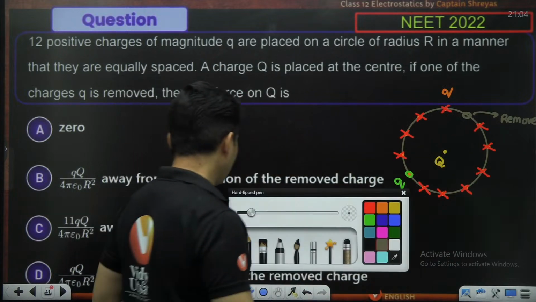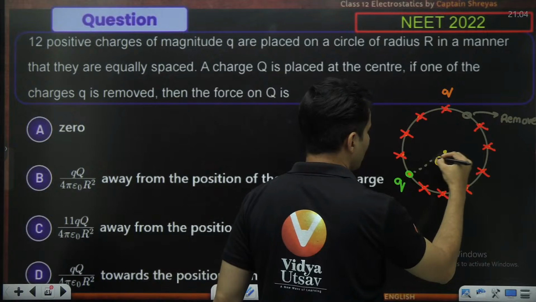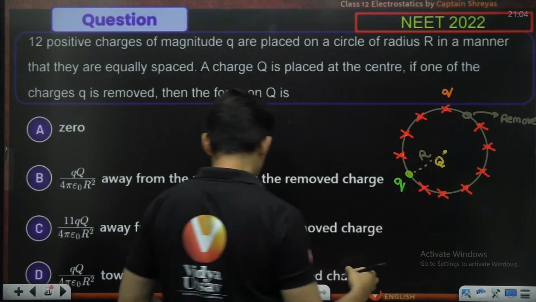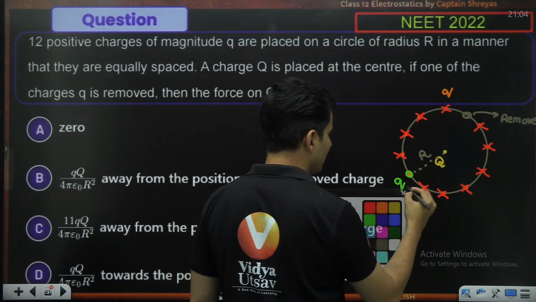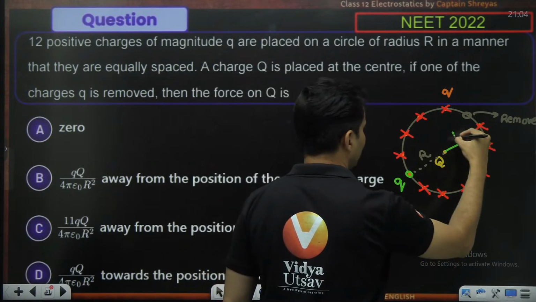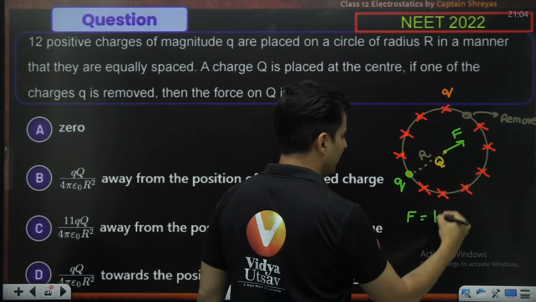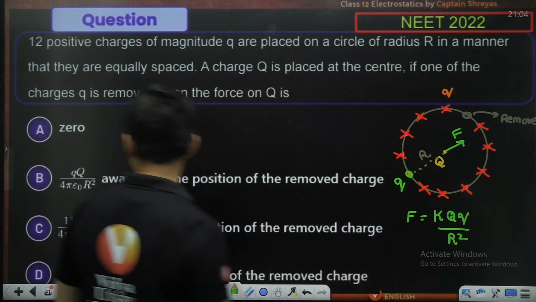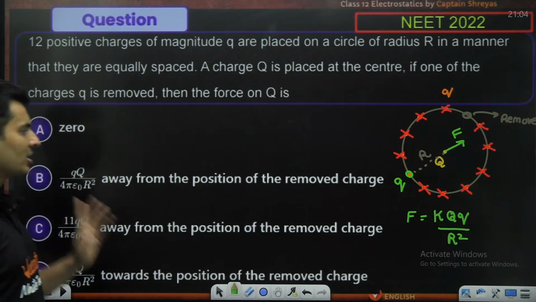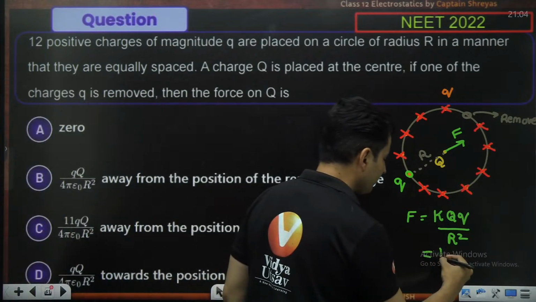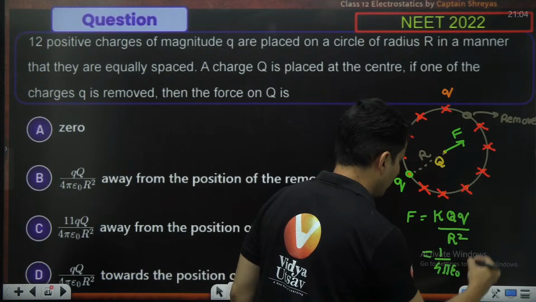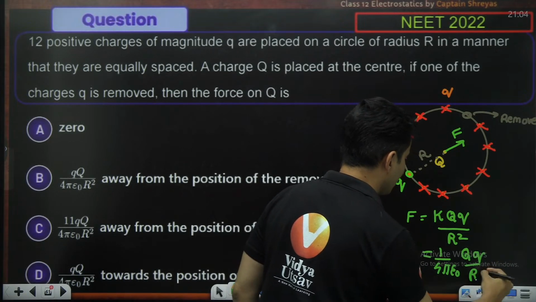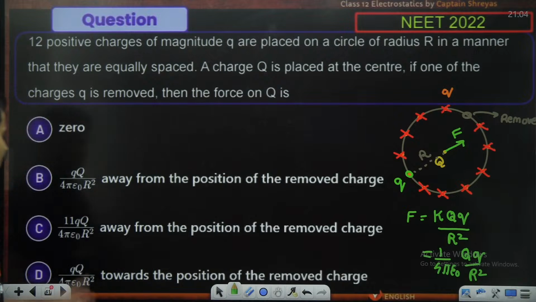So right now they are in a circle of radius r. So the question was, what is the force? The force on it will be very simple. It will be K capital Q small q divided by r square. So KQq by r square, where K we all know is 1 by 4 pi epsilon naught, and this Qq is there and this r square is also there. So KQq by r square, towards the position of the removed charge.